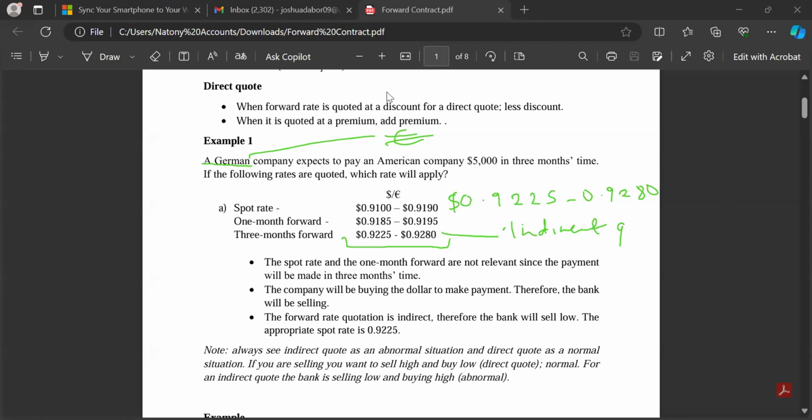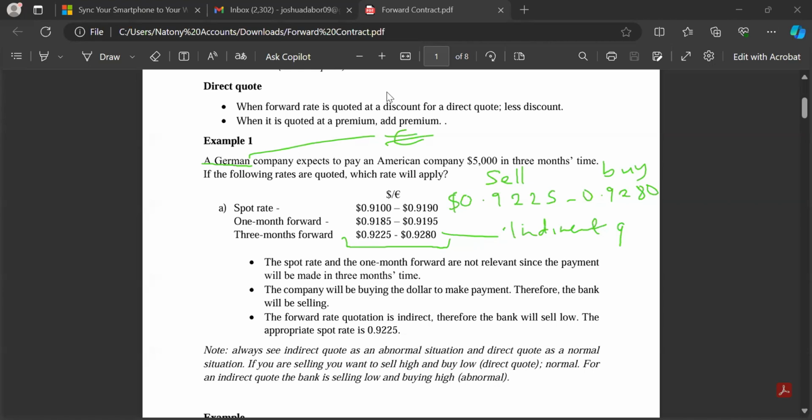For a direct quote, remember we said the bank will buy and then the bank will sell. But for an indirect quote, the reverse is the case. The selling price comes first, followed by the buying price. So this is the first step: determine the quotation.